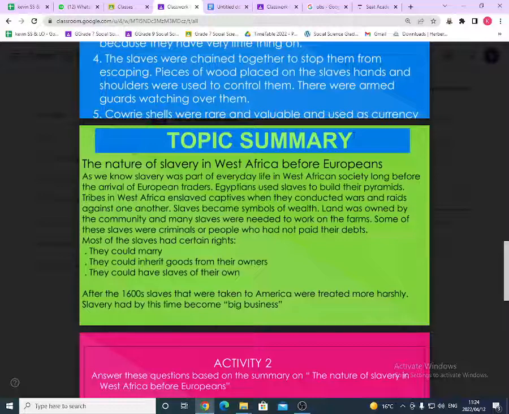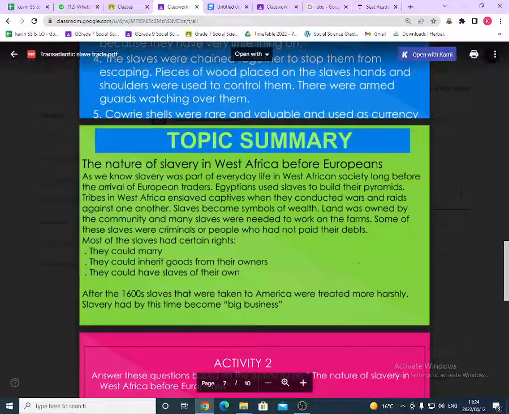Land was owned by the community, and many slaves were needed to work on the farms. Some of these slaves were criminals or people who had not paid their debts. Most of the slaves had certain rights. They could marry, they could inherit goods from their owners, they could have slaves of their own.